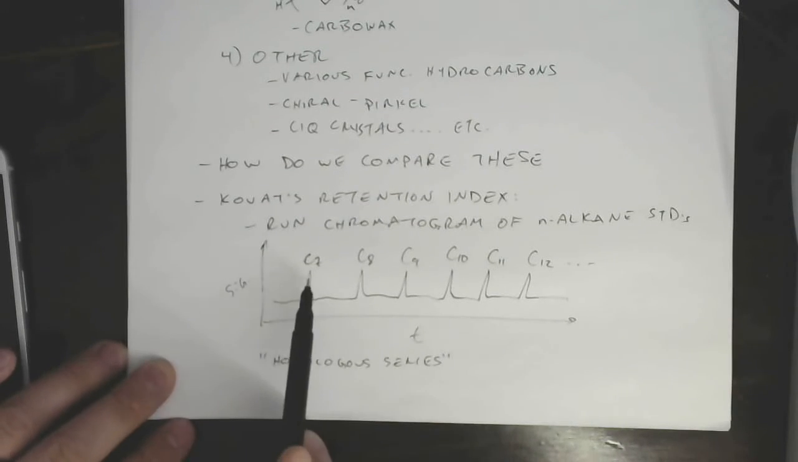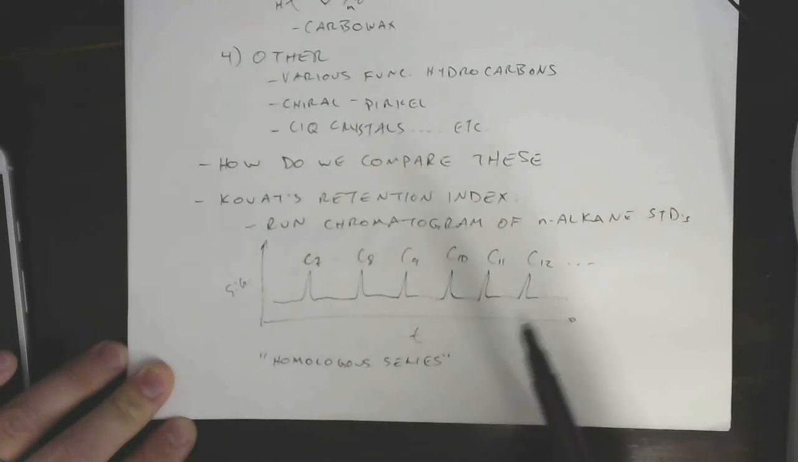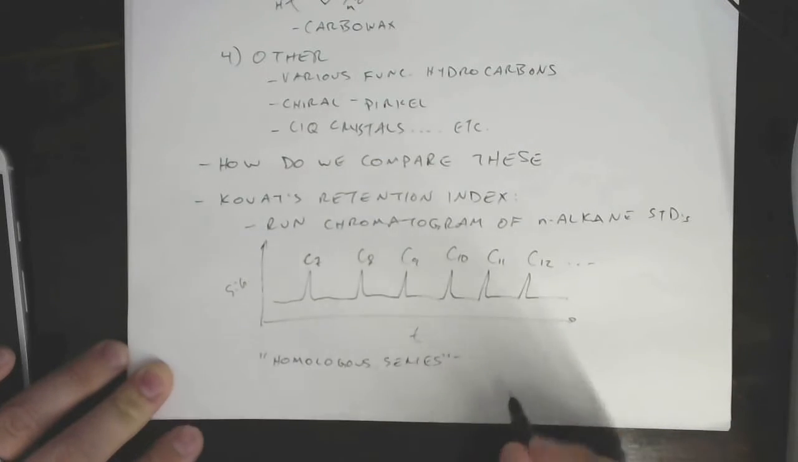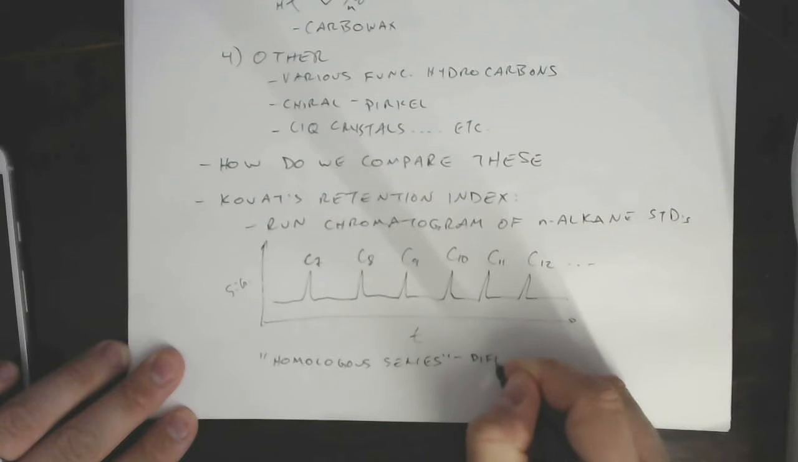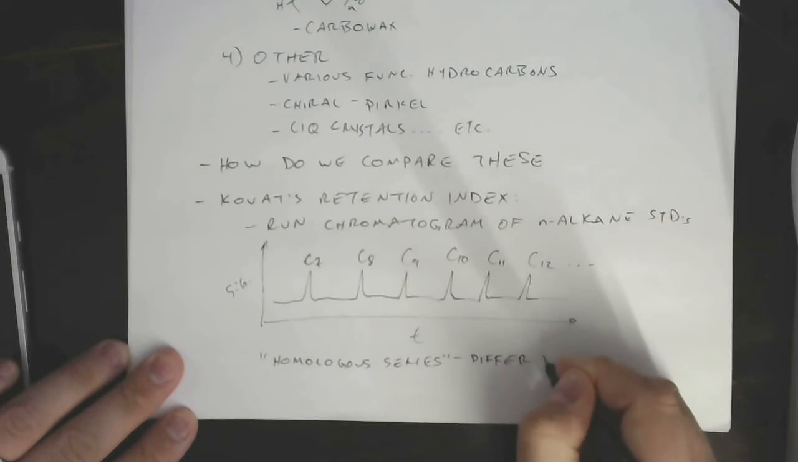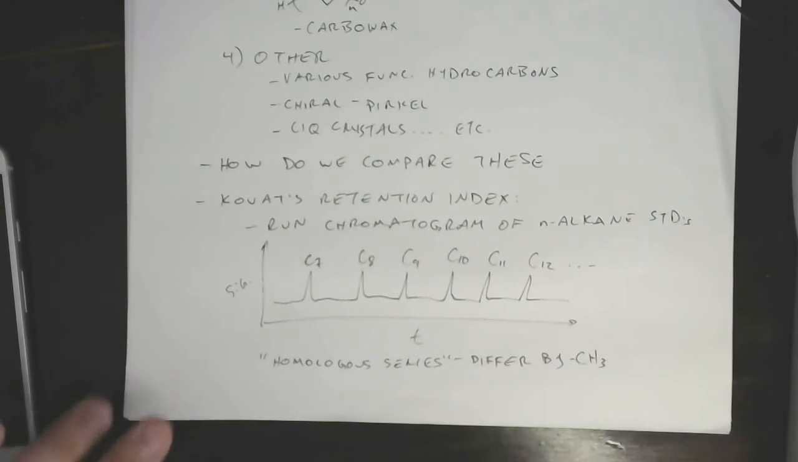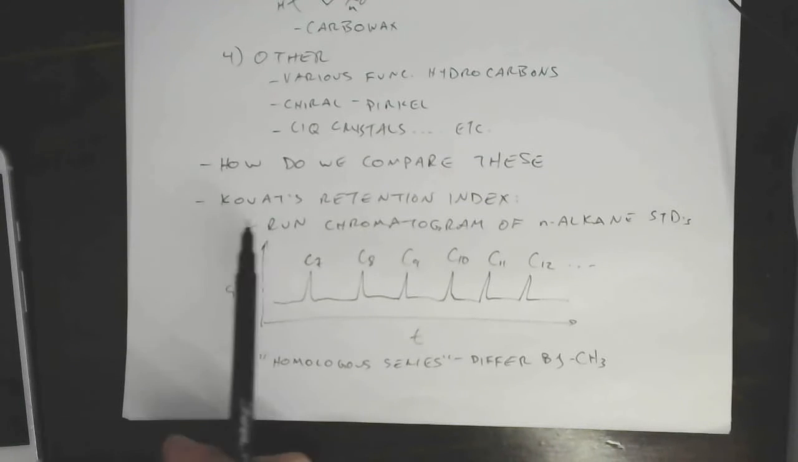This is a series of molecules, standardized molecules in structure that all differ by one carbon, or in other words, one CH3, right? So a homologous series is some functionality for which you have a full set of standards. They all differ by just one carbon. Okay, so you have this homologous series. That's the first thing you do to get a Kovats retention index.